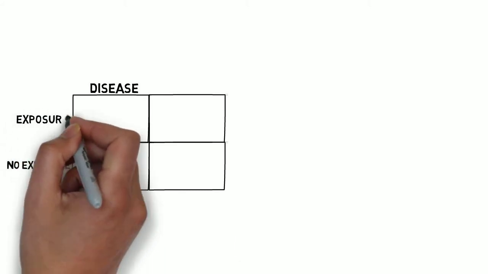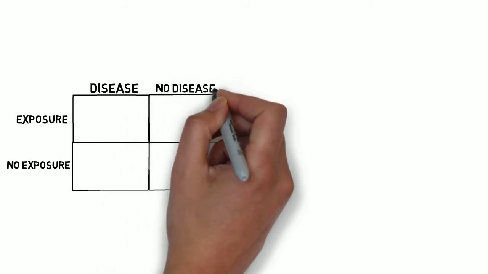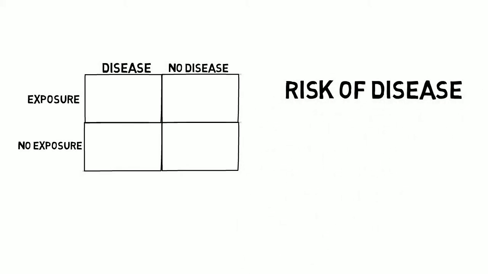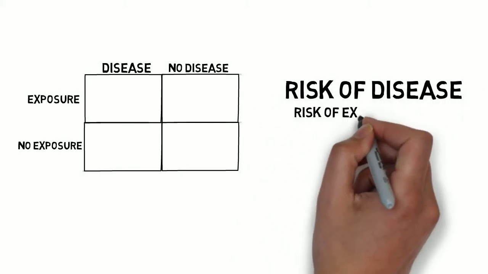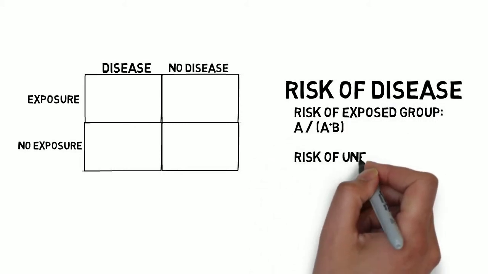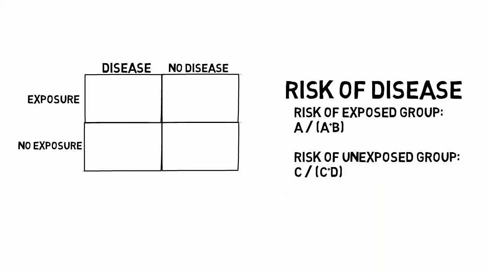To determine the risk of disease for an exposed group, divide the value A by the sum of A and B. This is easy to remember because you are only using values from the top row. To calculate the risk of disease for a given population without the risk factor, simply use a similar equation but use the bottom row instead. You will use value C divided by C plus D. This is also easy to remember because you are only using values from the bottom row.